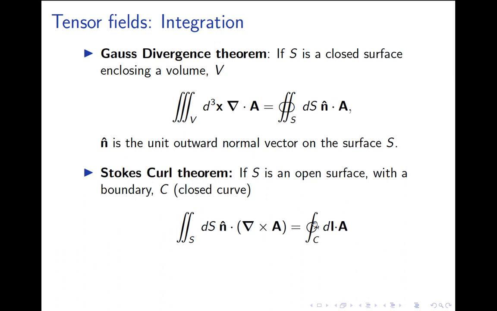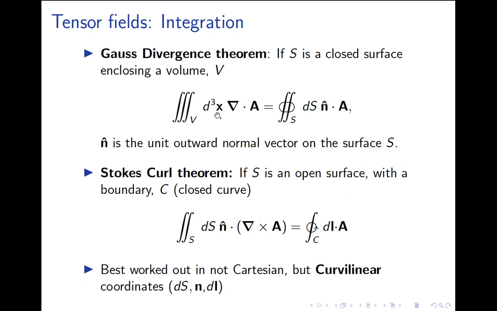The left hand side is unique, although the surface is not unique. The answer is going to be the same for all the different surfaces whose boundary is this closed loop C.